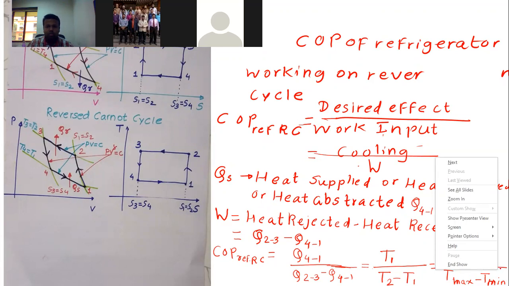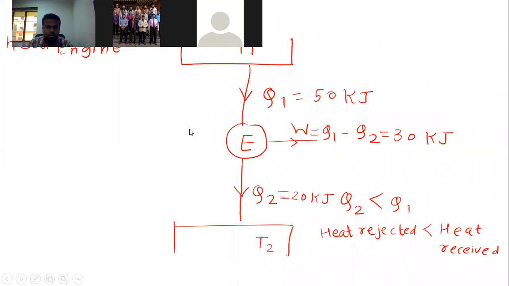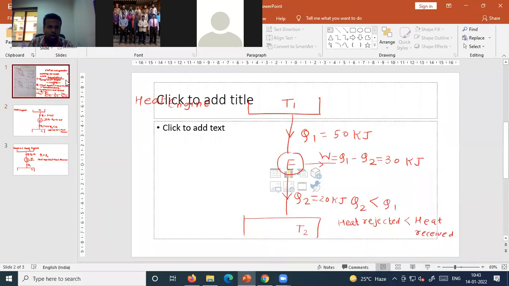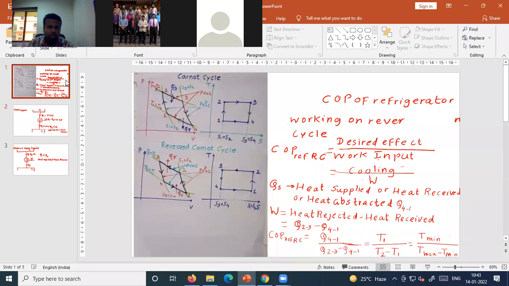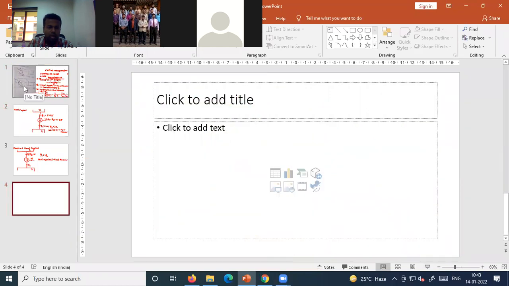Is there any doubt with this one? Have you understood this? Is that okay or not? Let me know. Yes, all of you, is that okay?